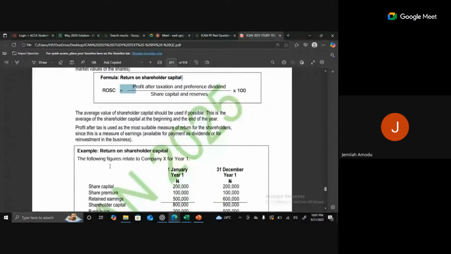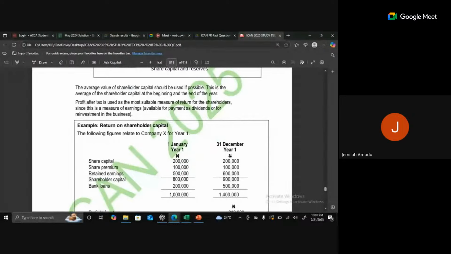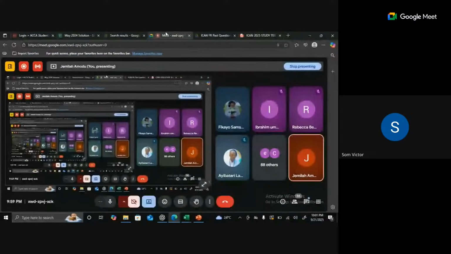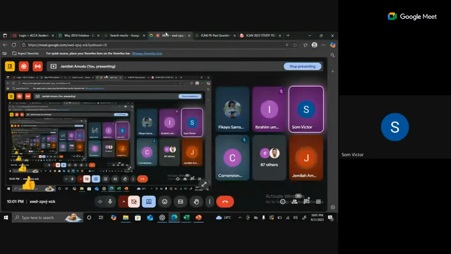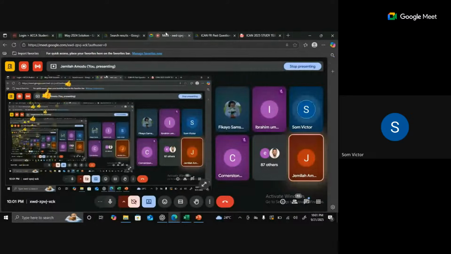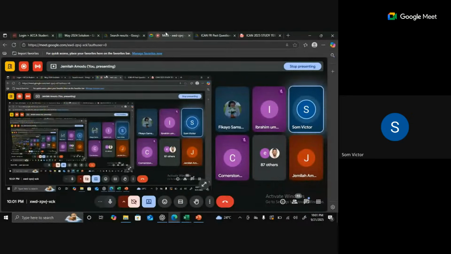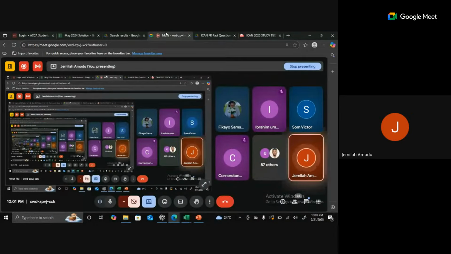So let's move forward. They say the average value of share capital. I have a question. Okay, go ahead. When they say profit after tax and preference share, does it mean I'll get my profit after tax then minus it from preference share, or profit after tax plus preference share?